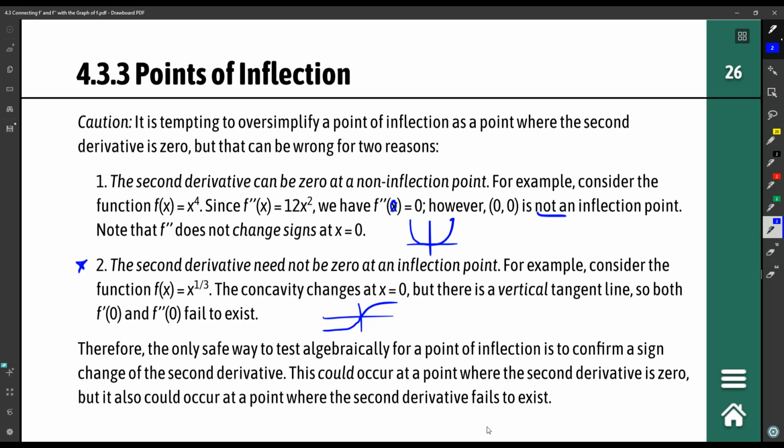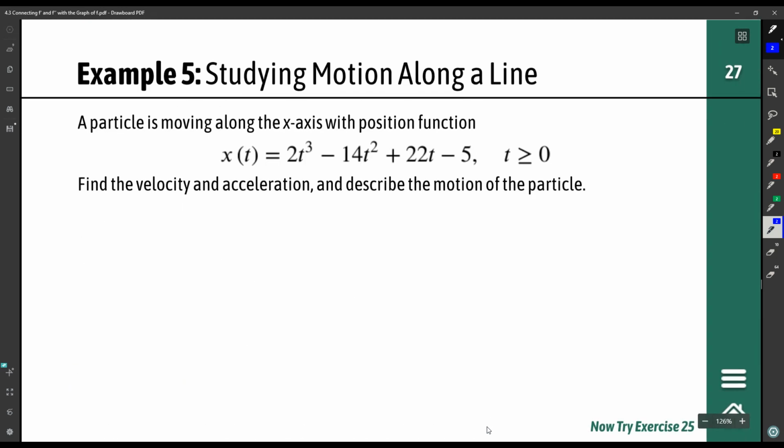That fails to exist. So the only safe way to test algebraically for a point of inflection is to confirm a sign change. That's the part we want to underline or highlight there. Make sure we know there's a sign change in the second derivative. It could occur at a point where the second derivative is 0, but it could also occur at a point where the second derivative fails to exist.